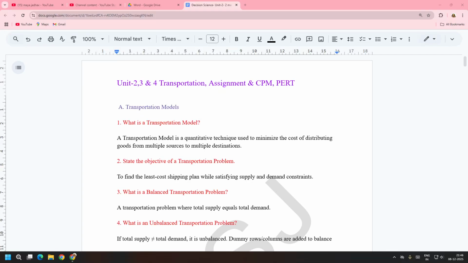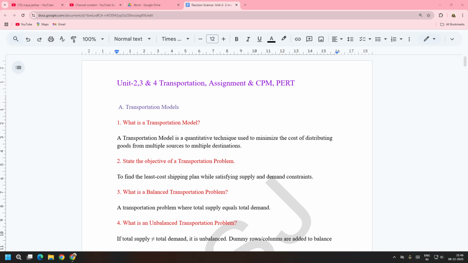Hi students, today I am here with 2 marks question answers for unit 2, 3 and 4 for decision science, 2024 pattern of course. Now first of all we will see the transportation models, transportation problems about it.